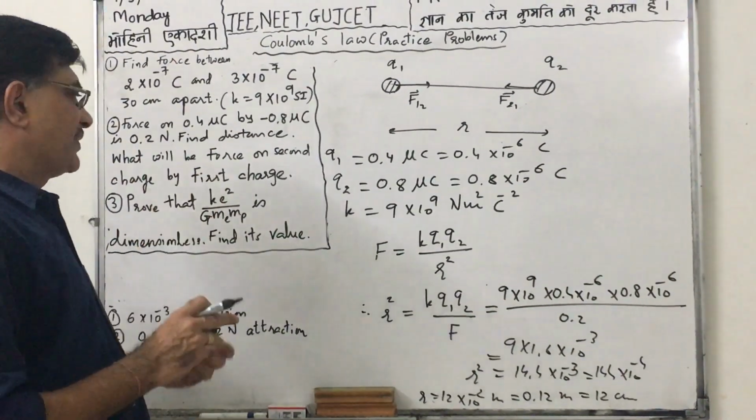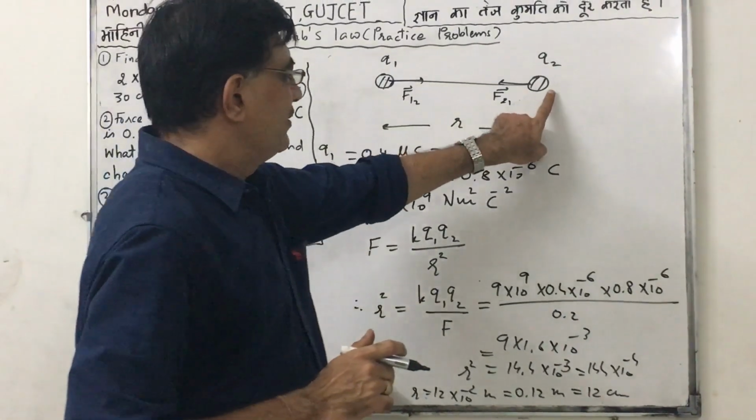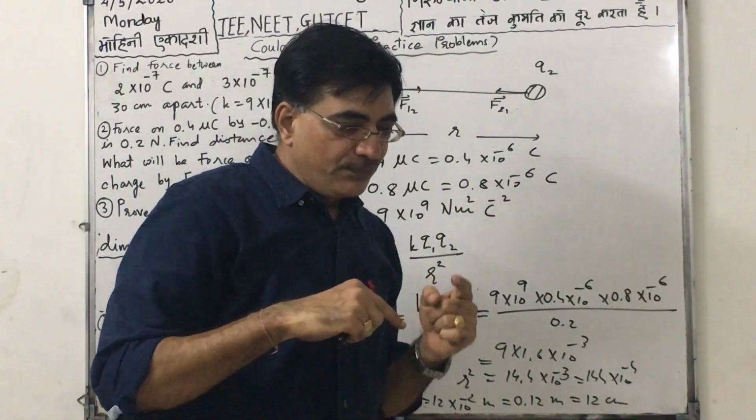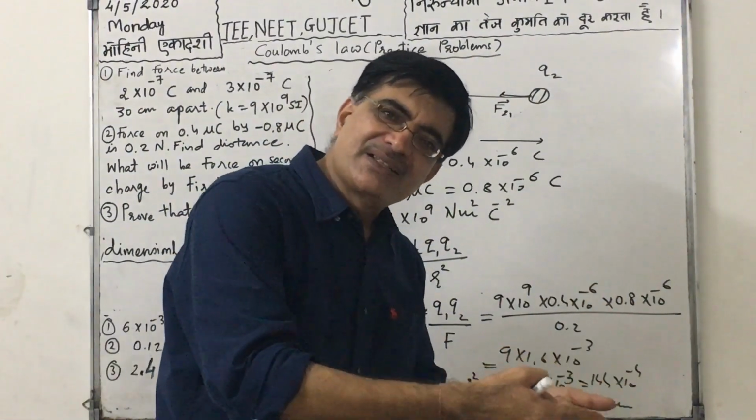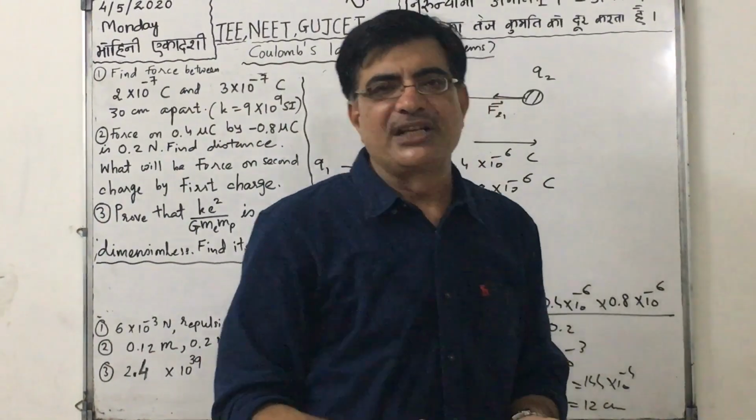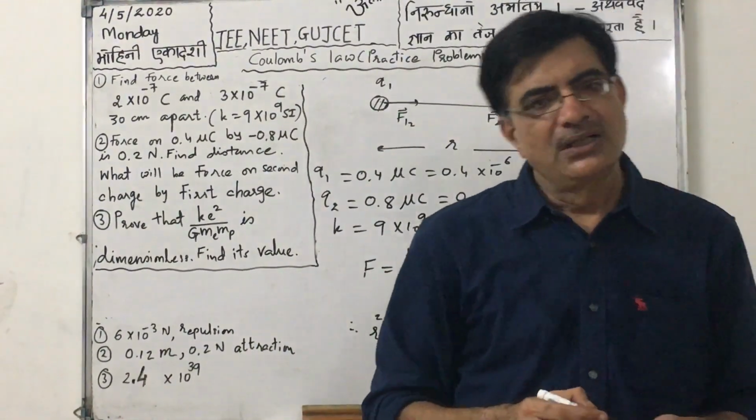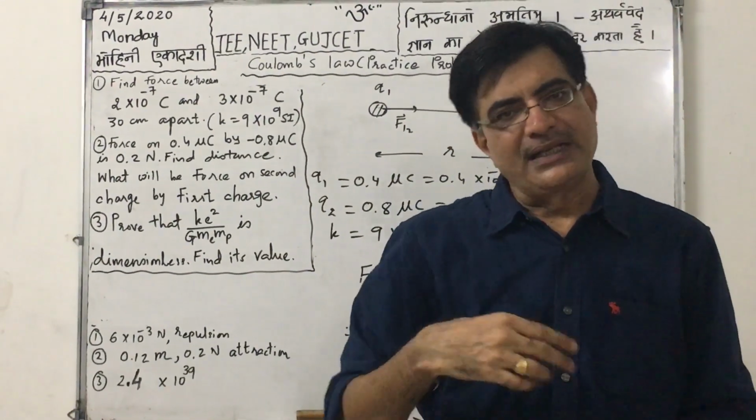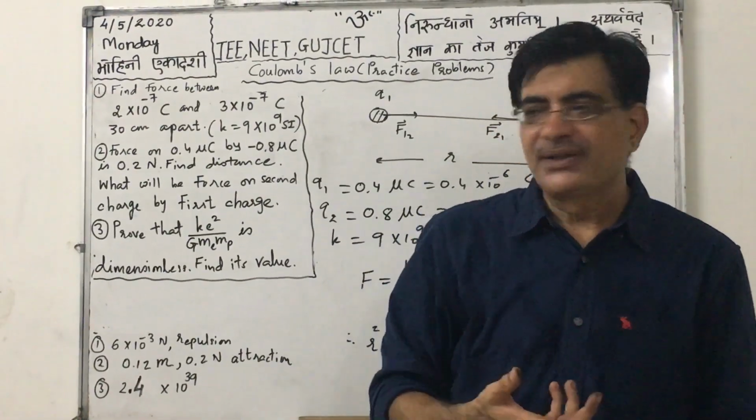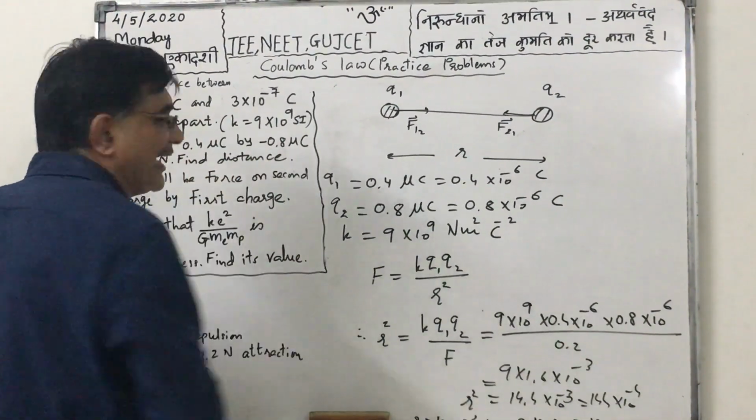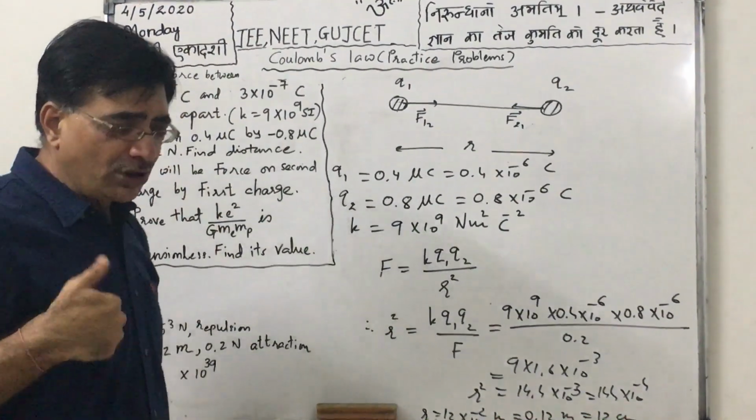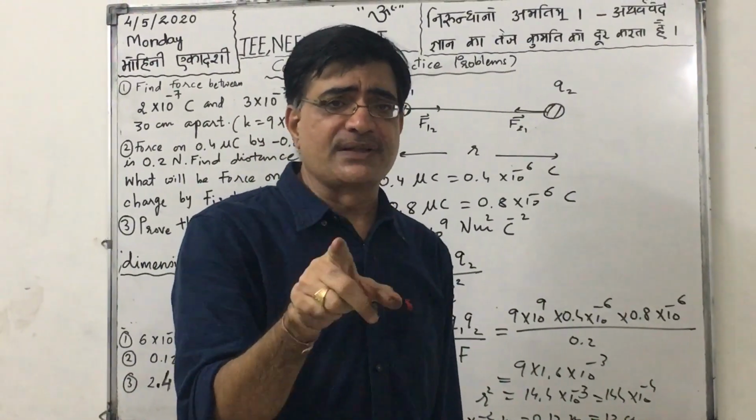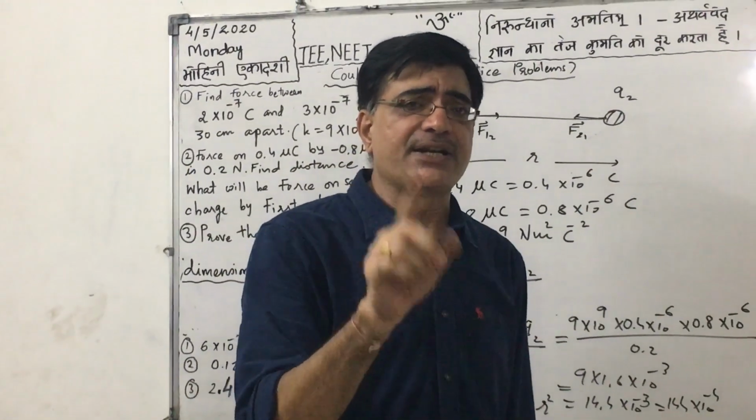The extended question is this: if the second charge exerts 0.2 Newton force on the first charge, what will be the force on the second charge by the first charge? Obviously we know that F21 equals minus F12. So the same force of 0.2 Newton will also be applied by charge 1 on charge 2, and that will again be attraction. Why attraction? Because here one is positive, the other is negative. In the earlier example, both were positive, so it was repulsion. For like charges, it is repulsion. For unlike charges, it is attraction.